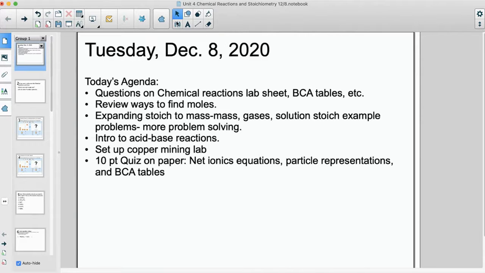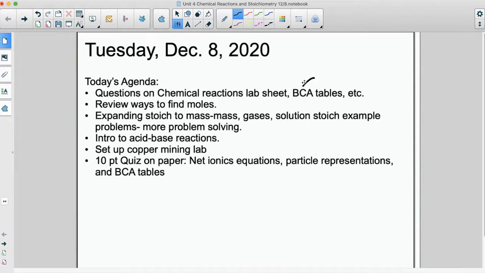We looked more at BCA tables again today. We did not get to the acid-base reactions. In terms of expanding stoich to these things, we got to mass examples. We'll look at these examples in class on Thursday.